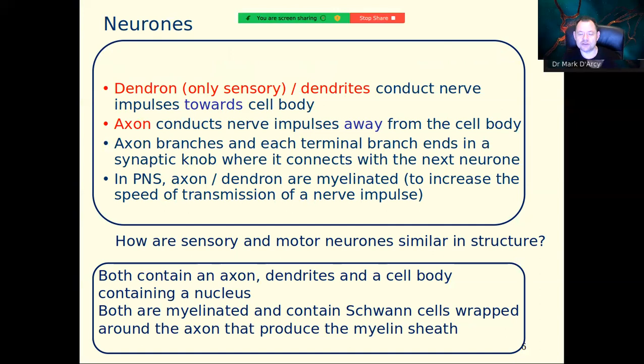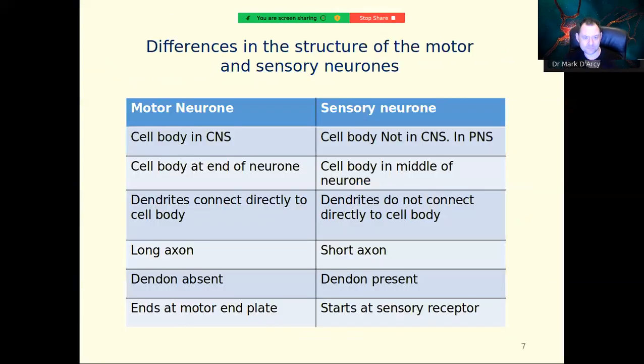So our sensory and motor neurons are similar in structure. Both contain an axon, dendrites, and a cell body containing a nucleus. That's where the DNA is. Both are myelinated and contain Schwann cells wrapped around the axon that produce the myelin sheath. There are differences in the structure of motor and sensory neurons, though. Let me just summarize that one more time. A sensory neuron is any neuron that fires signals inwards towards the central nervous system from your senses. So you sense something, a nerve fires, and sends a signal in to the central nervous system. Motor neurons send signals outwards from the central nervous system to the body to actually cause some sort of effect.